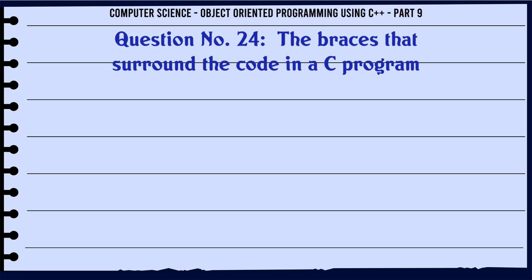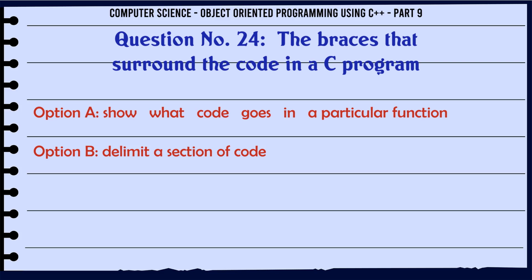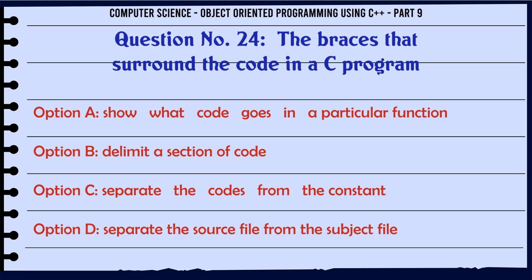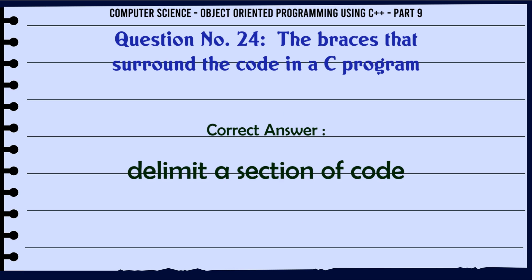The braces that surround the code in a C program A. show what code goes in a particular function, B. delimit a section of code, C. separate the codes from the constants, D. separate the source file from the subject file. The correct answer is delimit a section of code.